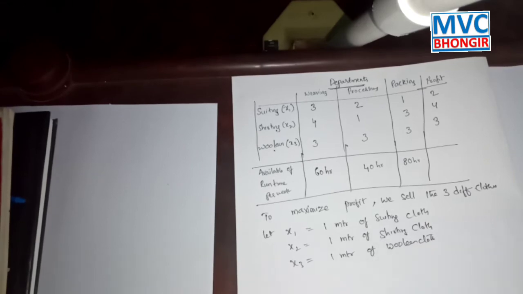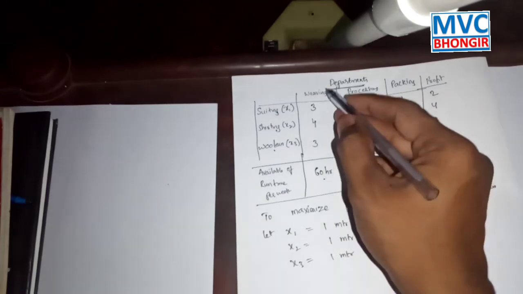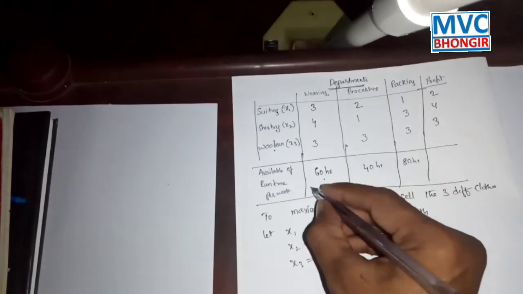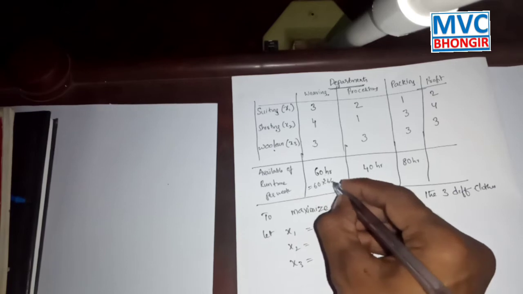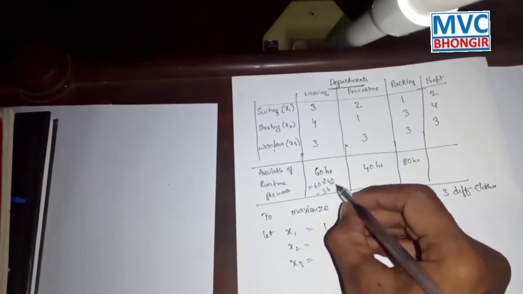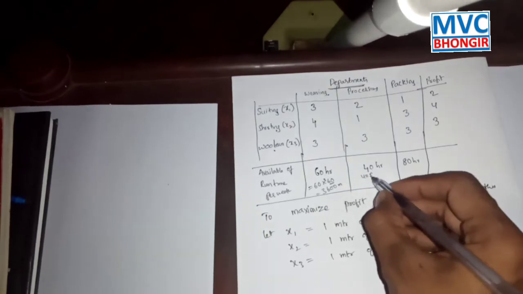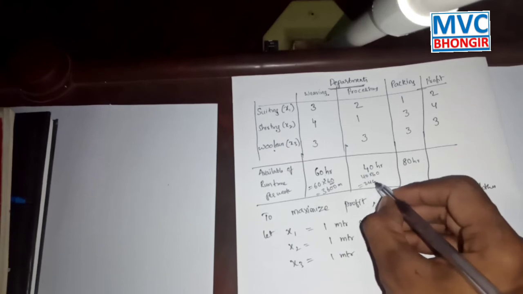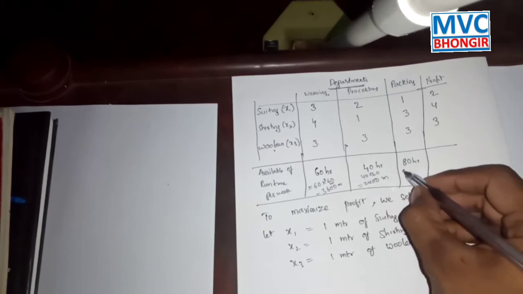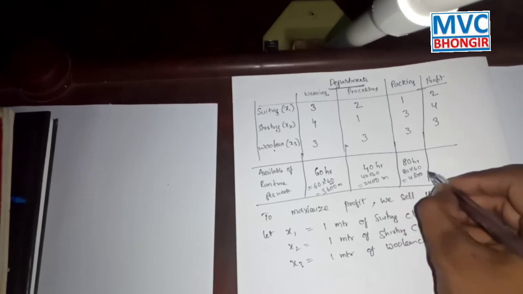Okay, so from these constraints, the available hours are given as, for the weaving department, 60 hours. We can write this as 60 into 60, for 1 hour has 60 minutes, which is equal to 3600 minutes. And 40 into 60, that is 2400 minutes. And for this one 80 into 60, that is 4800 minutes.